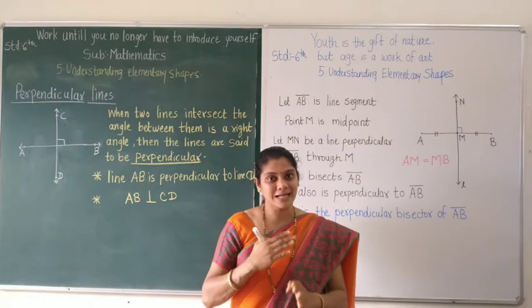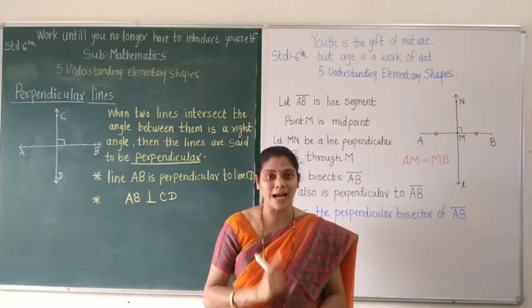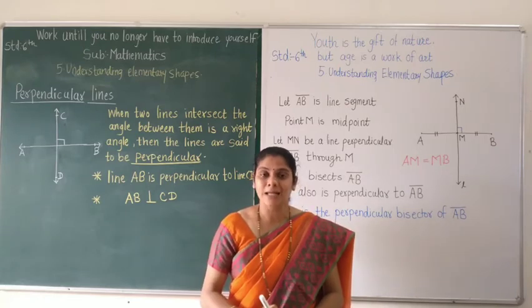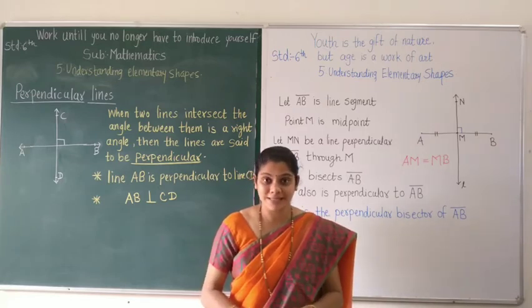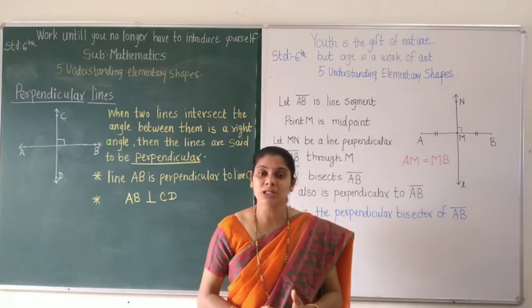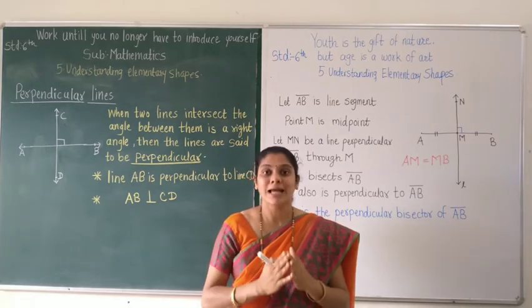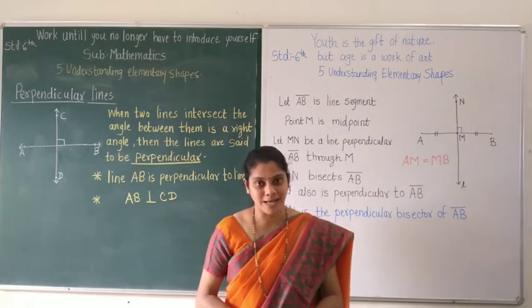Perpendicular means that when they are intersecting each other, they are making a right angle. But at that time, the intersection point makes two equal parts. And if it is there, then we can say that the perpendicular is a bisector. That means it is a perpendicular bisector.